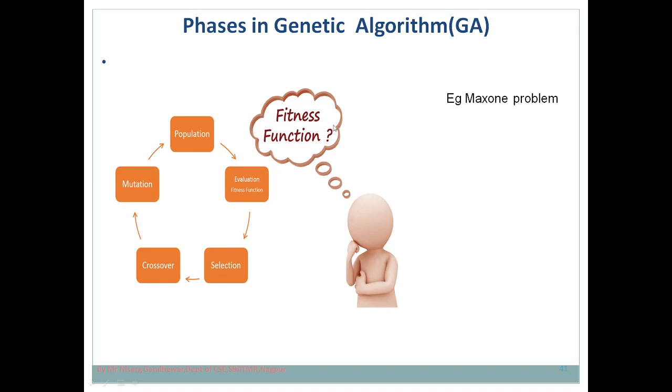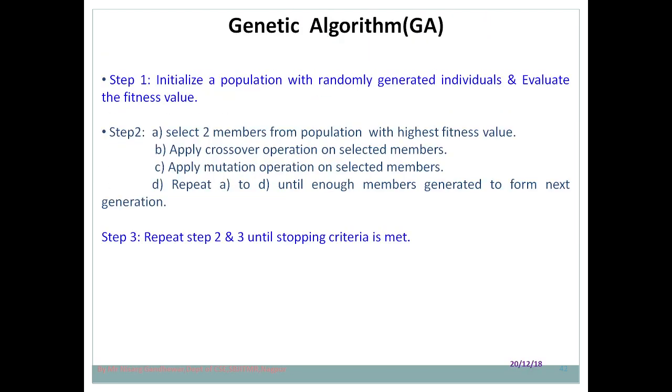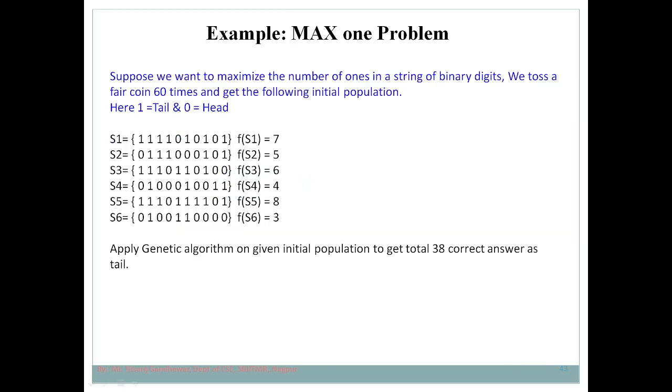Here we are going to discuss one example, that is the max 1 problem. So what is the max 1 problem? I will explain it here, and then I will explain the algorithm. First of all, we discuss the example as usual, and then we study the algorithm, because it's easy to understand the algorithm with the help of an example. So what is the max 1 problem? It is very simple. We want to maximize the number of ones in a string of binary digits.